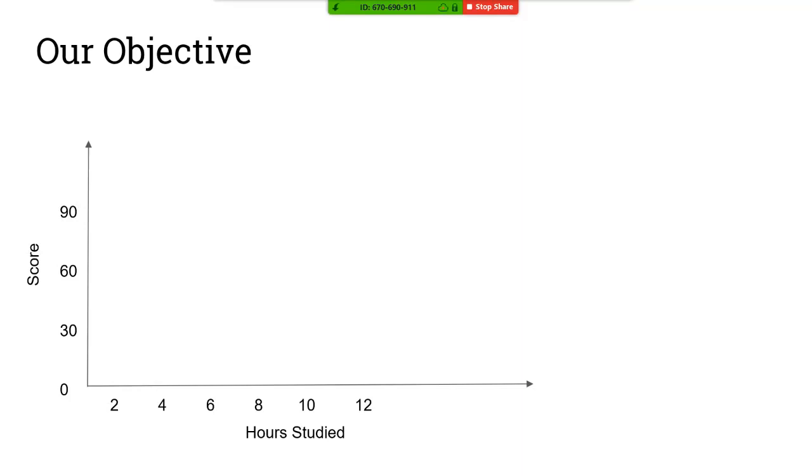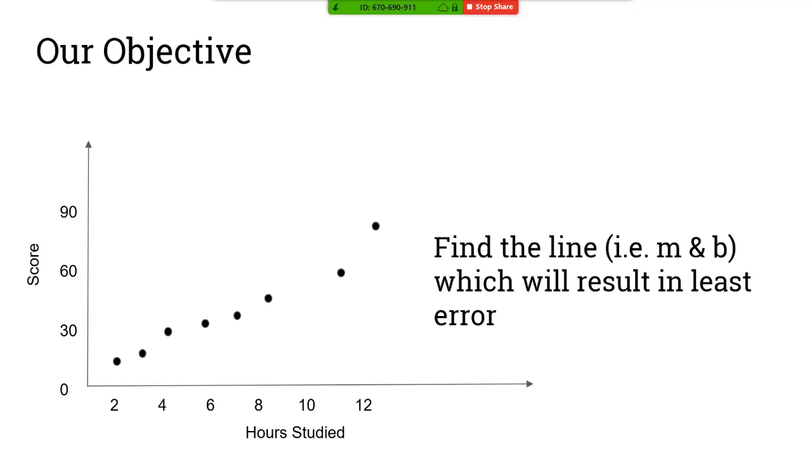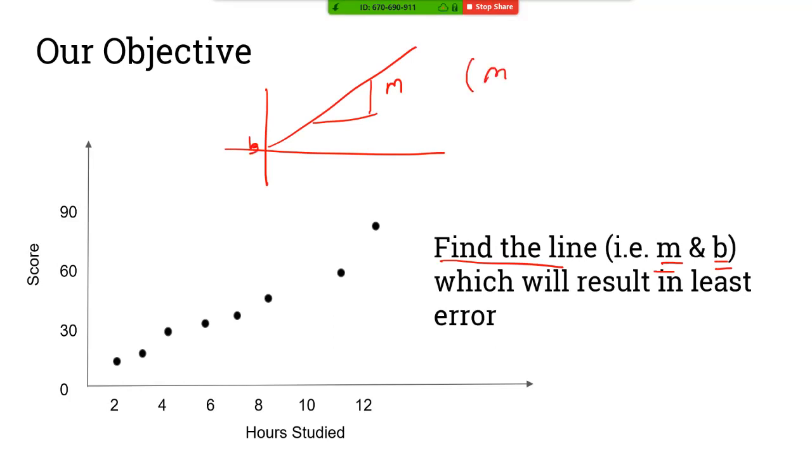Okay, so here's our objective. As I said, we have this data set. We want to find a line. Finding a line, as I said, is equal to finding the parameters of the line. Some people call it a parameter vector as well, right? So let's say you have a line over here. You have only two things, the slope and the y-intercept, so you have the m and the b. This m and the b can be for one dimension.